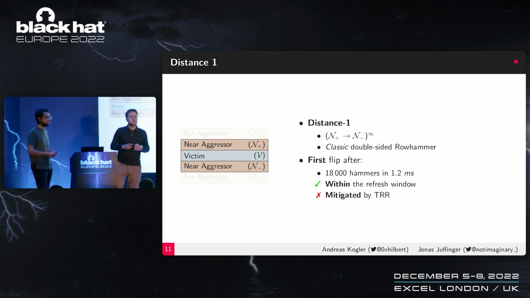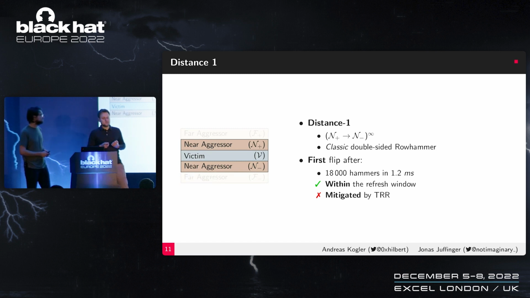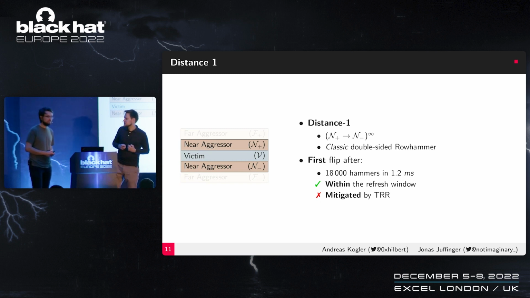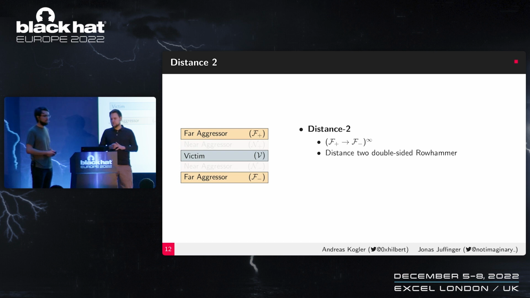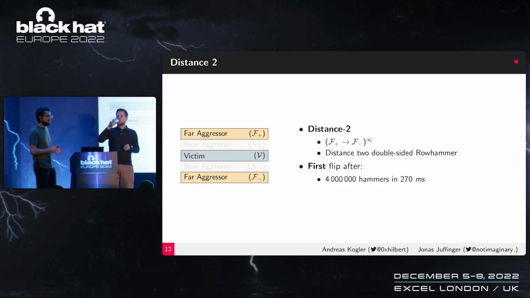However, we have an active defense against that, that's TRR. So we are protected against that. Then we have distance 2 Rowhammer, where we hammer 1 row further out. If we do this, we see the first flip after 4 million hammers. This takes 270 milliseconds, so that's a lot longer than the standard refresh interval, so it's not possible to use distance 2 Rowhammer to hammer on commodity devices.